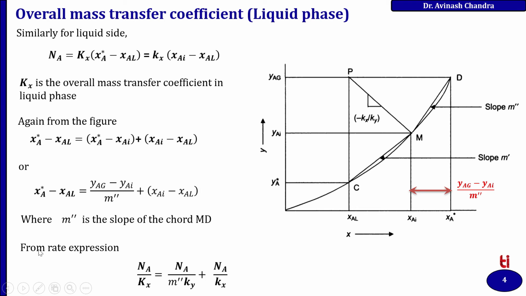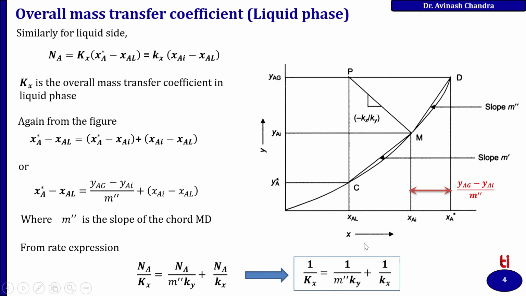Then from the rate expression, when you put these values here, in that case NA upon Kx equals NA upon M double dash Ky plus NA upon small kx. By cancelling the common terms, the equation becomes 1 upon Kx equals 1 upon M double dash Ky plus 1 upon small kx. So this is the relation between the local and overall mass transfer coefficients.